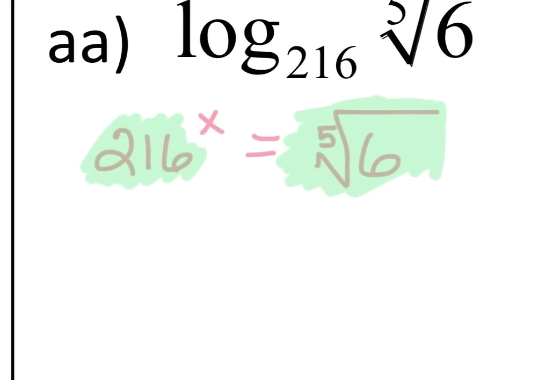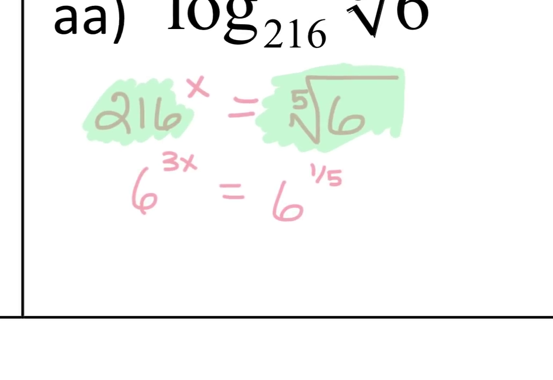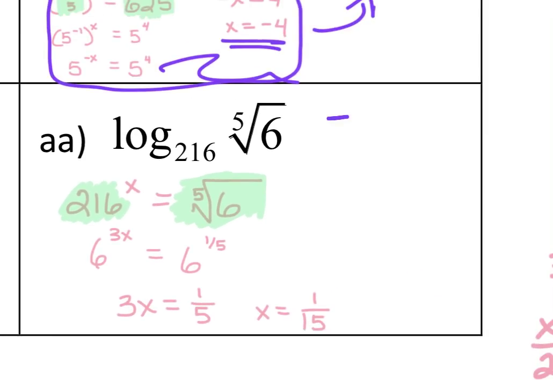So I'm going to come back here. I'm going to write 6 to the 3x power on the left and 6 to the 1/5 power on the right. And so really the only equation that I'm solving here is the exponents: 3x equals 1/5. So x equals 1 over 15.